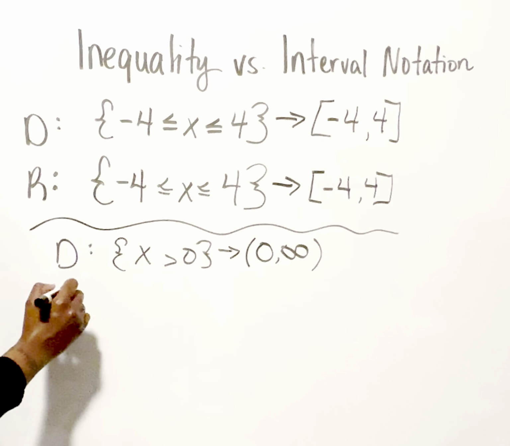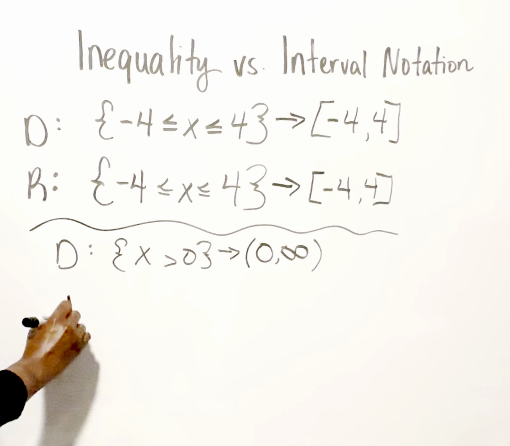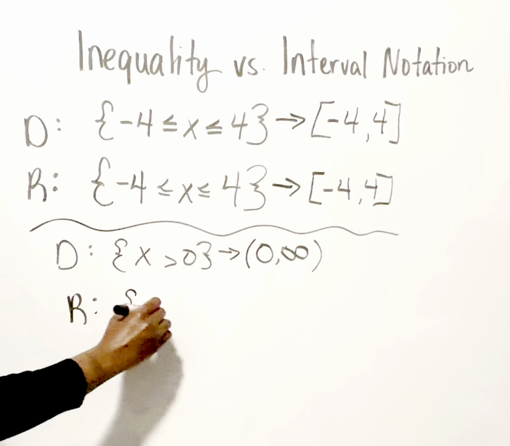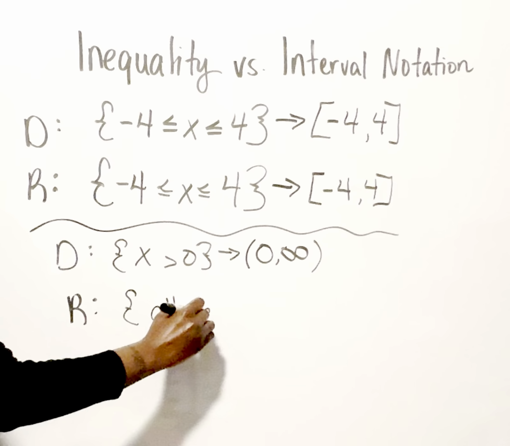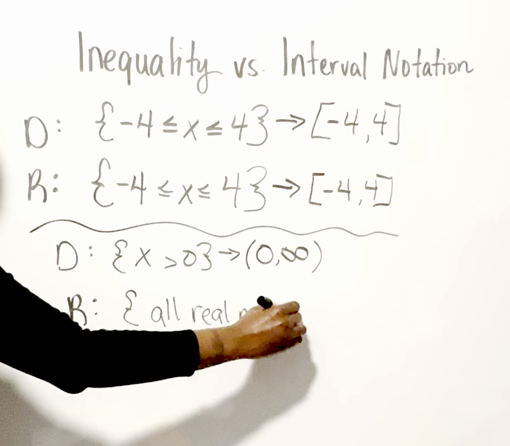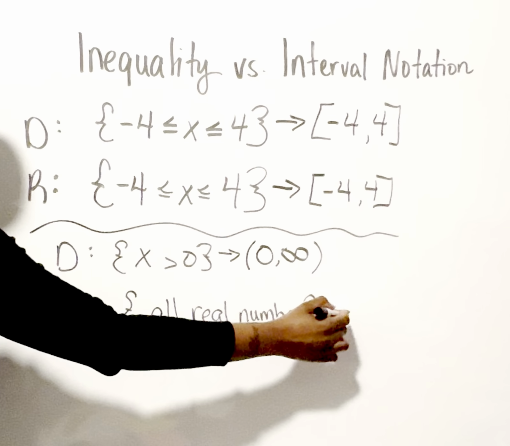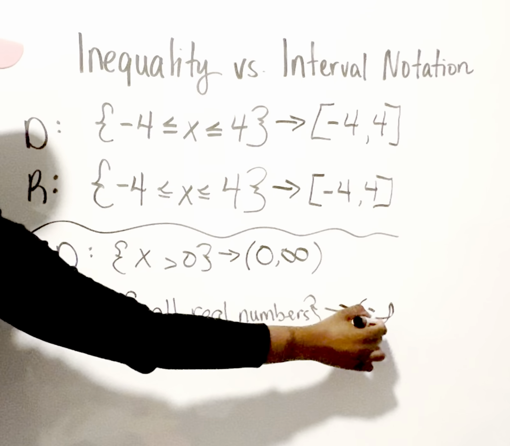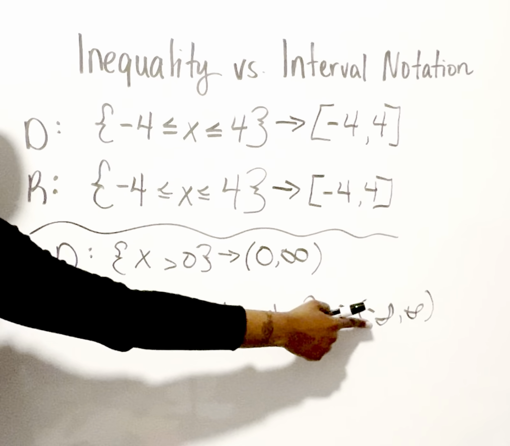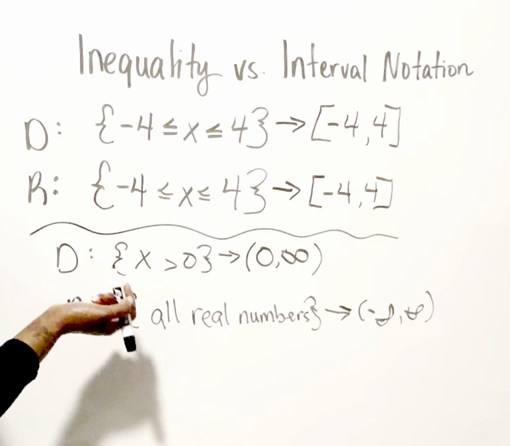All right, say for the next question, number 7, we have a range, and the range says all real numbers. All right, this is another way of saying negative infinity to positive infinity, because this indicates that all real numbers fall in between this particular interval. Okay?